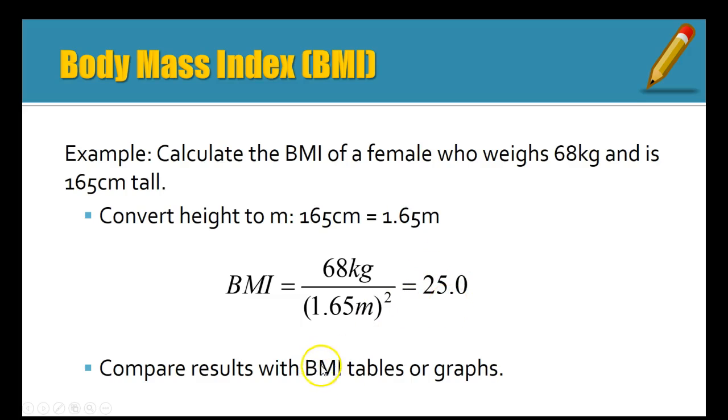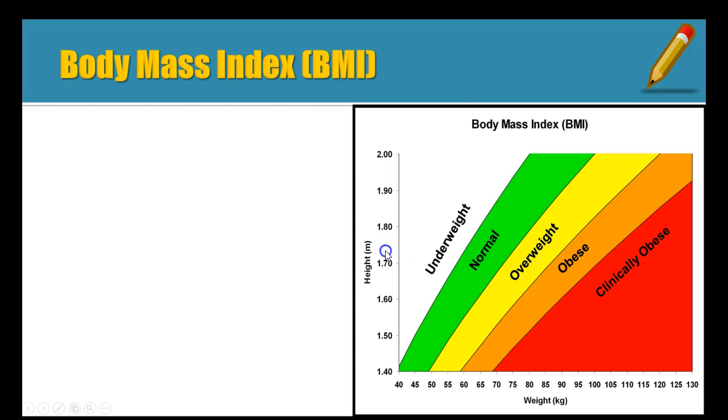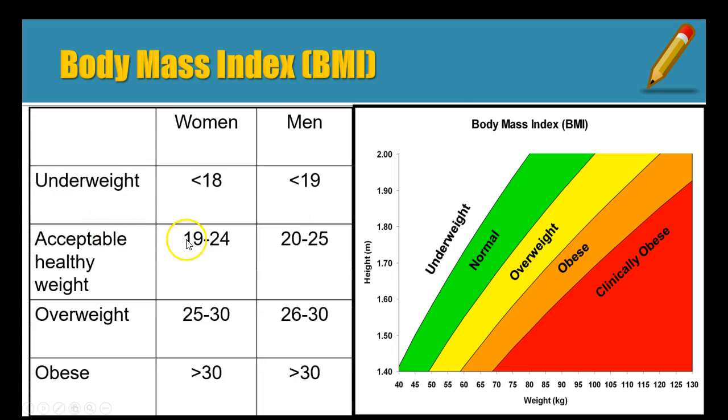And then you will always be given a BMI table or graph to compare that BMI against. So in this case, that female is just slightly overweight, in the overweight range. Now that may be that she has slightly more muscle mass, but again, we wouldn't use BMI alone to calculate whether someone is at a healthy weight range or not.